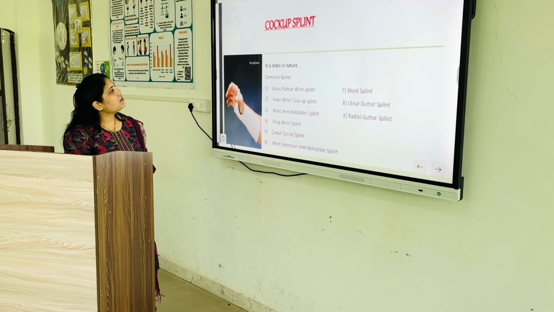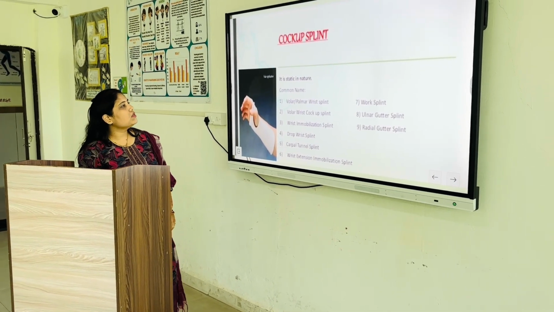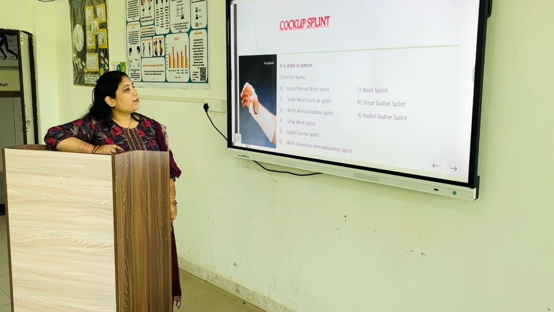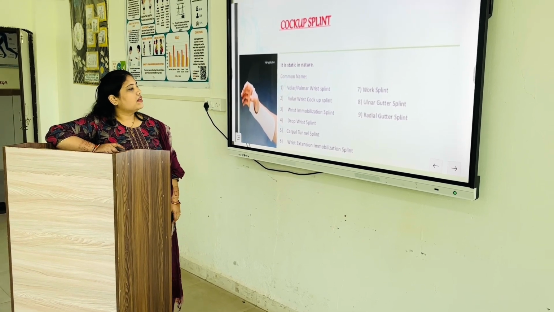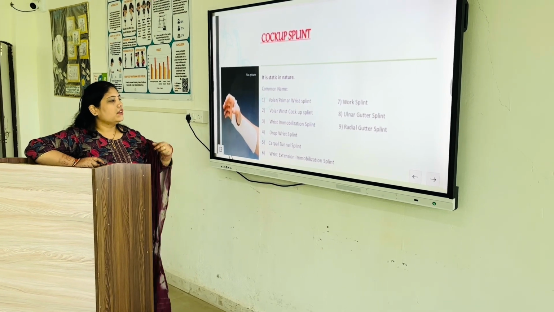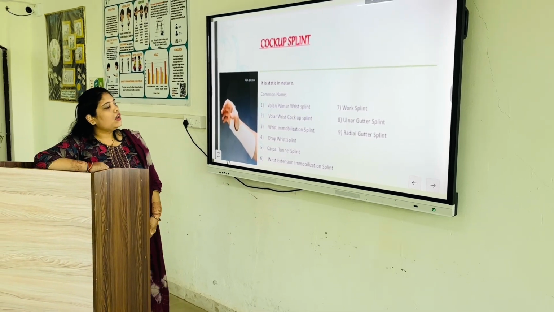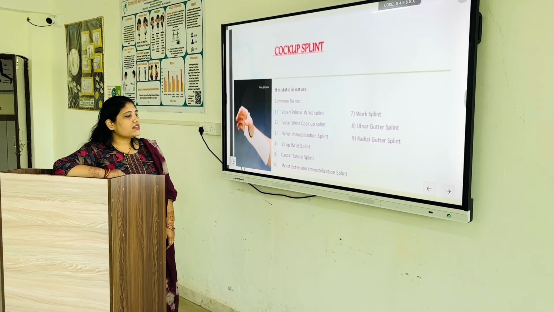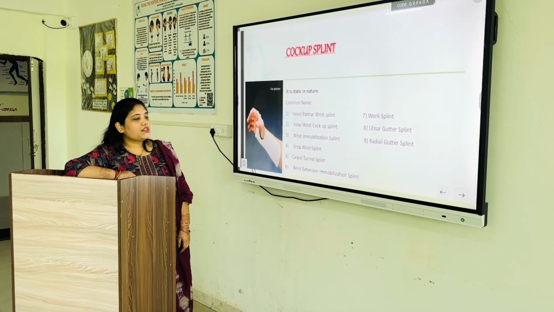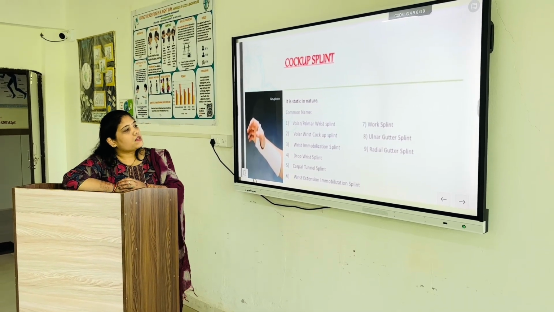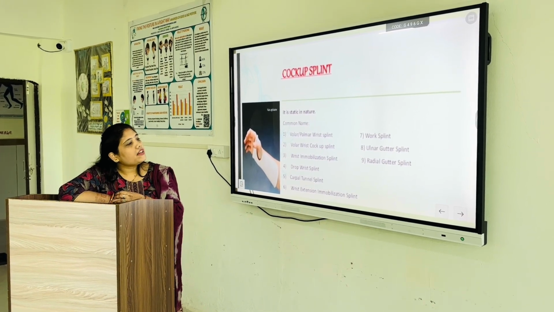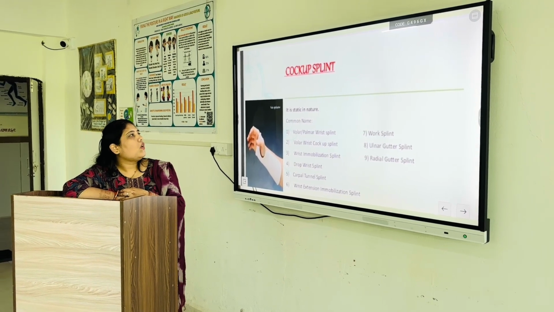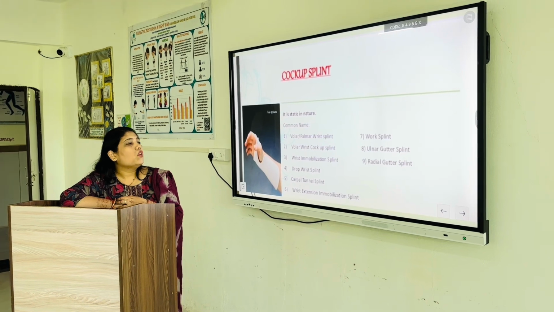Next one is the Cockup splint. This is a very well-known orthosis which is used nowadays. Common names are volar palmar wrist splint; second, volar wrist cockup splint; third, wrist immobilization splint; fourth, drop wrist splint; fifth, carpal tunnel splint; sixth, wrist extension immobilization splint; seventh, work splint; eighth, ulnar gutter splint; and ninth, radial gutter splint. These are all the common names of the cockup splint.